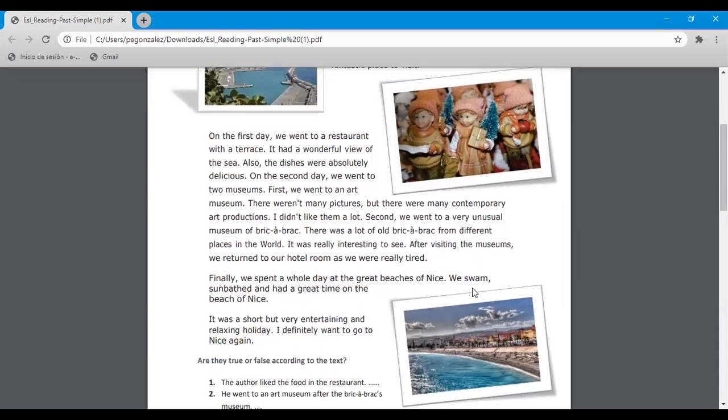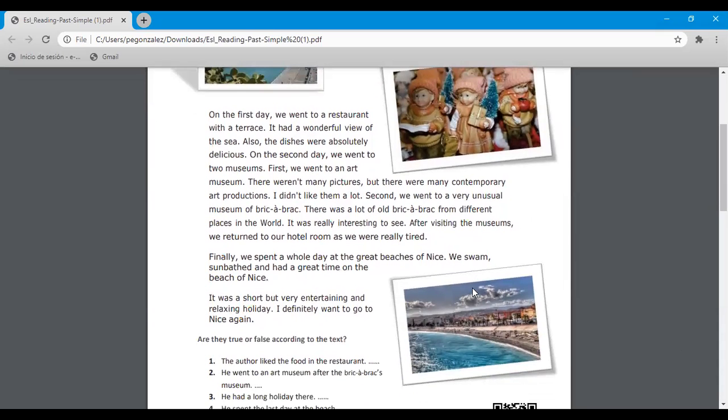They went back to the hotel, and the last activity that they did was swam in the sunblade. Yes, excellent. That's what they did, right? They spent the day on the water. Now, let's talk about the true and false part, just to make sure that the story was understood.